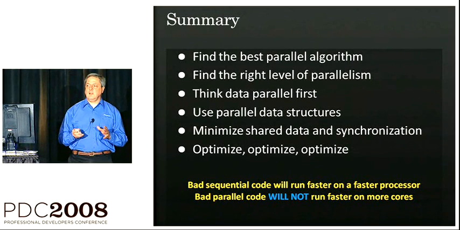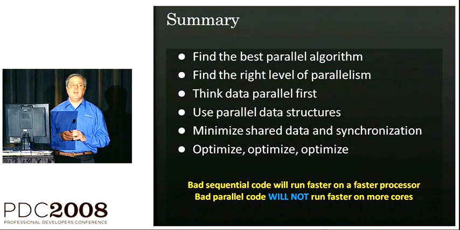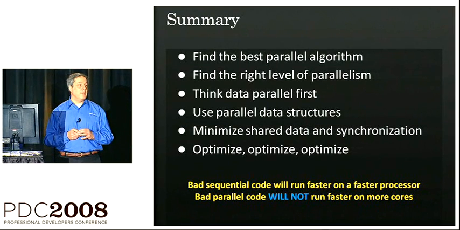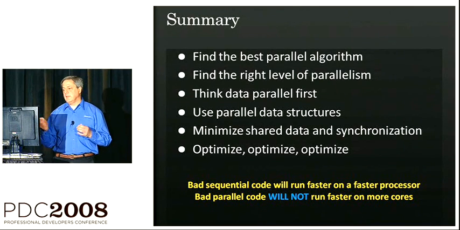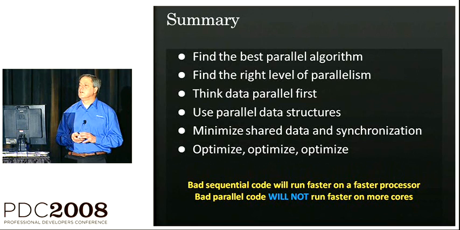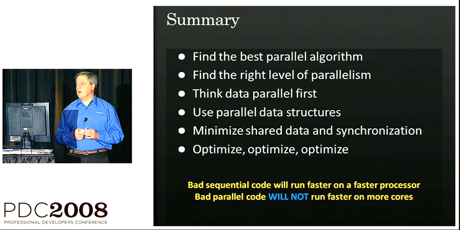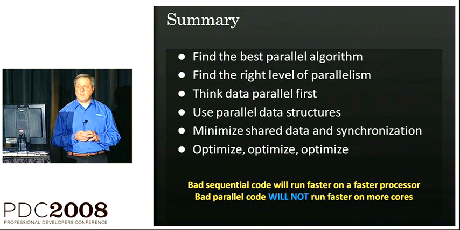The more you can optimize, the cleaner your code will be, and the easier it will be for the compiler. Less spaghetti code will simply run better and scale better. And again, the big takeaway is that bad sequential code will no longer run faster on a faster processor. The free lunch is over, and you really do need to think about writing clean and efficient parallel code.